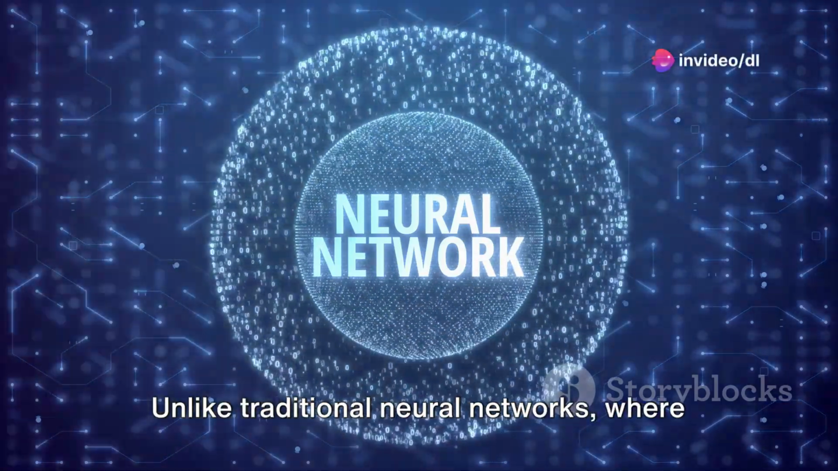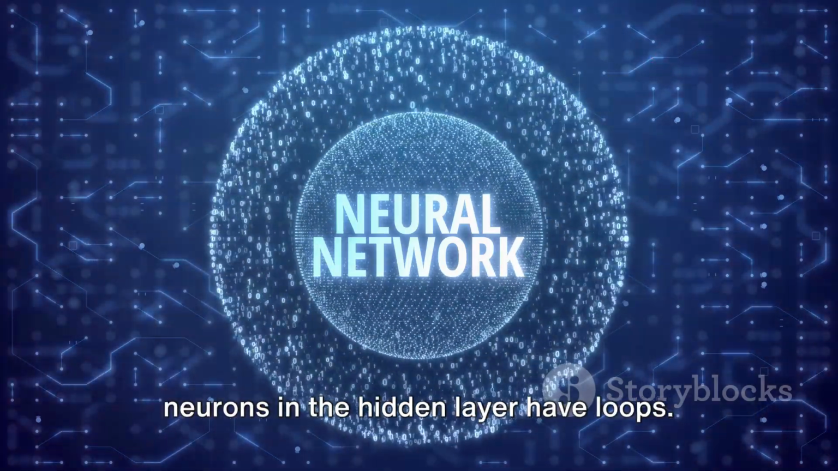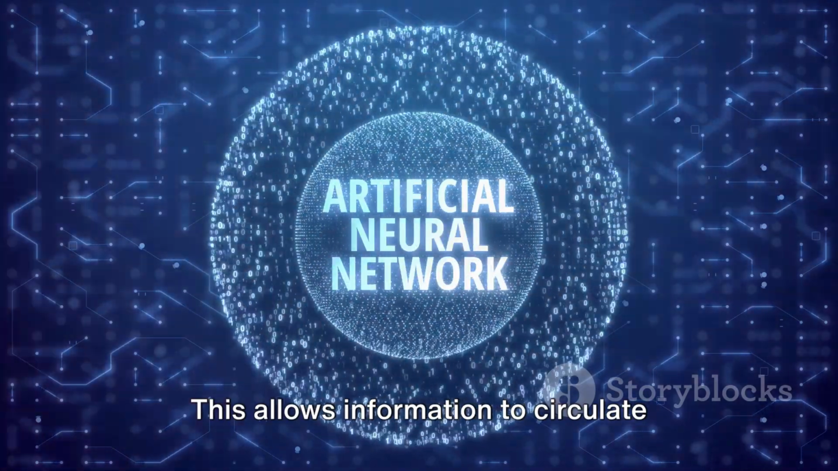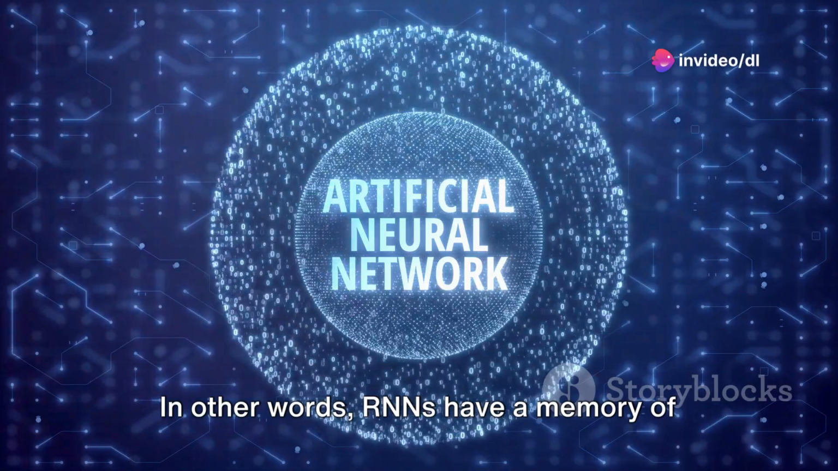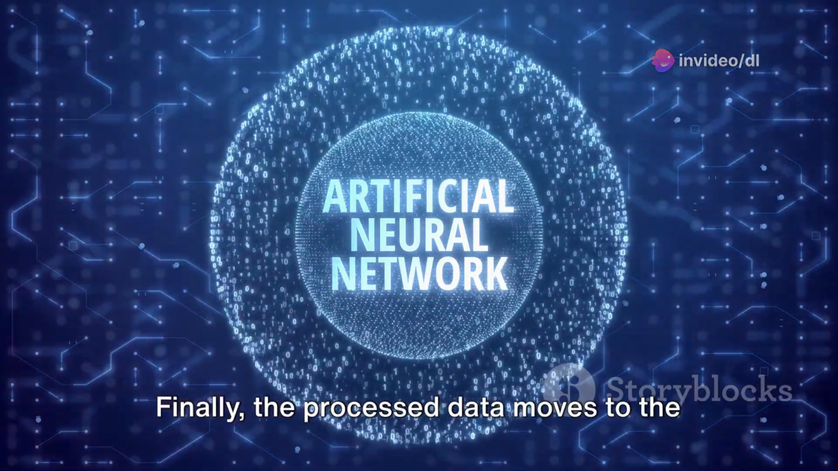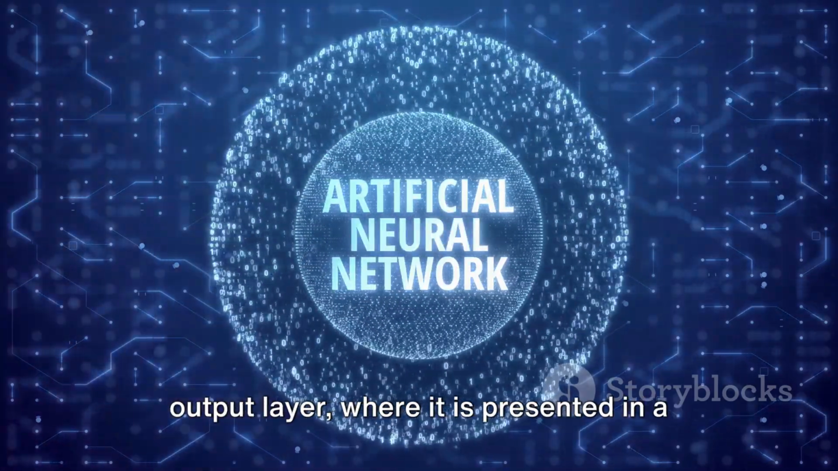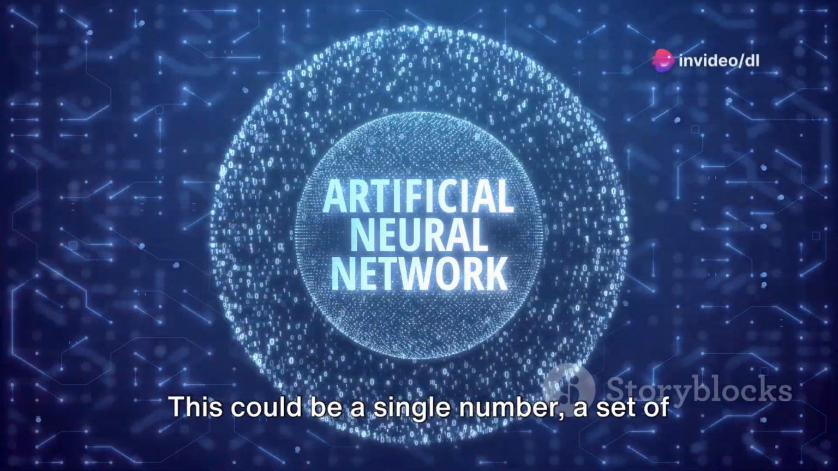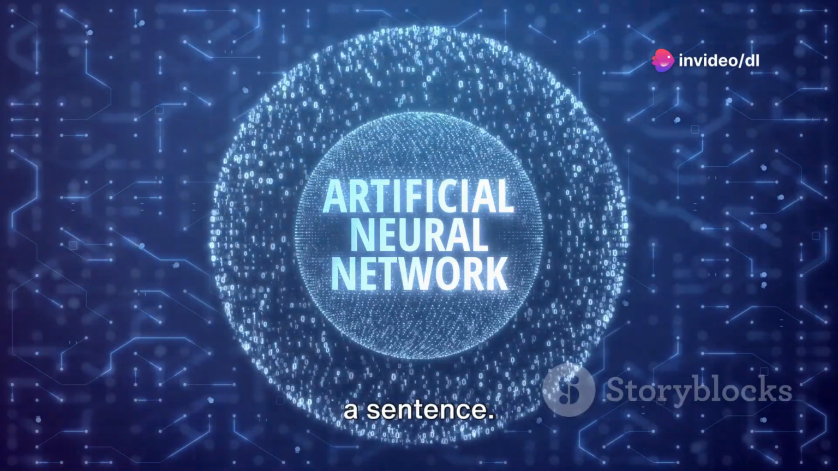Unlike traditional neural networks, where data moves in one direction, in an RNN, neurons in the hidden layer have loops. This allows information to circulate within the layer before moving on. In other words, RNNs have a memory of sorts, allowing them to remember previous inputs. Finally, the processed data moves to the output layer, where it is presented in a form that we can interpret. This could be a single number, a set of numbers, or even a complex structure like a sentence.